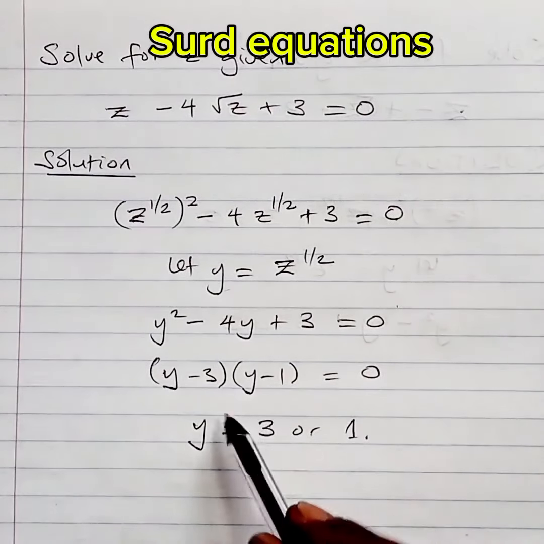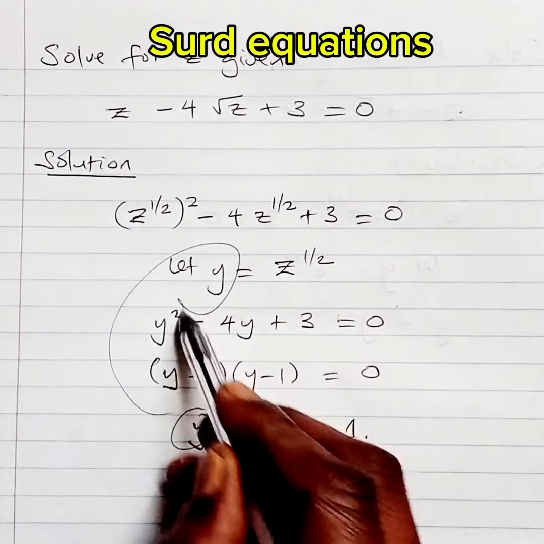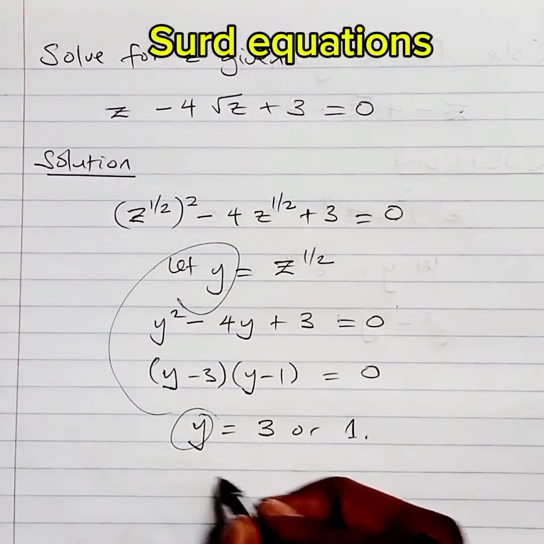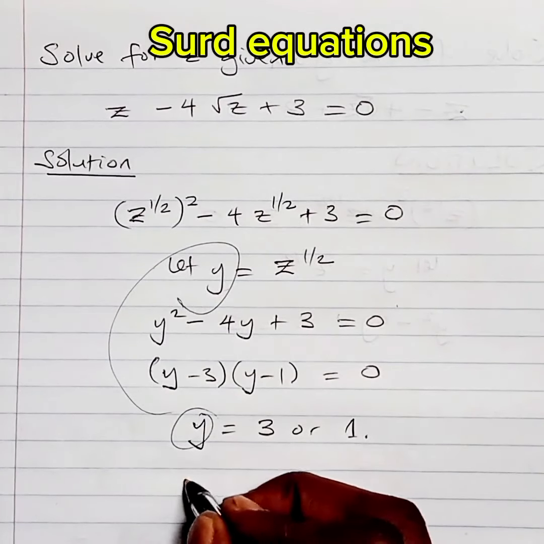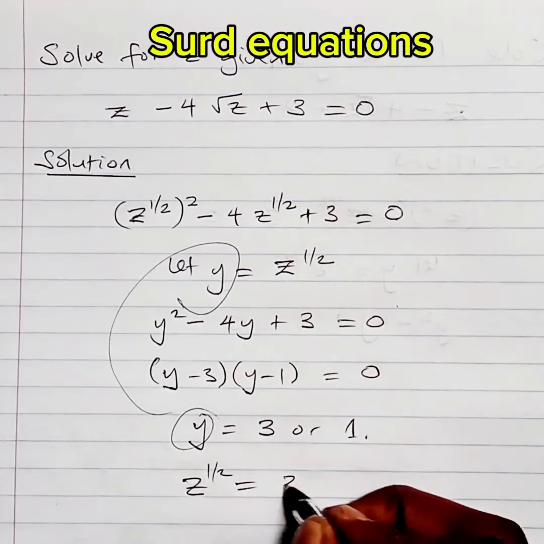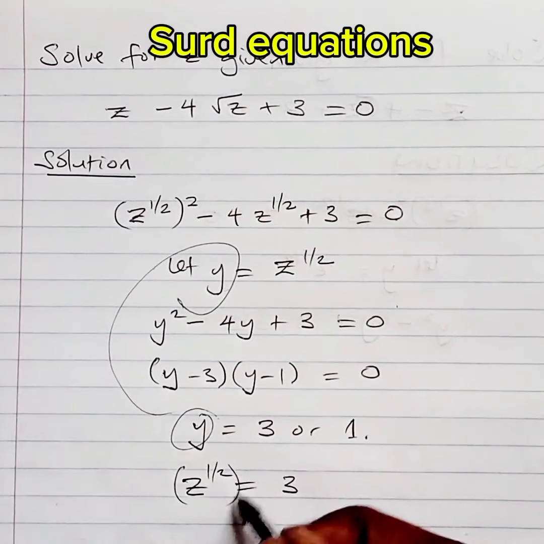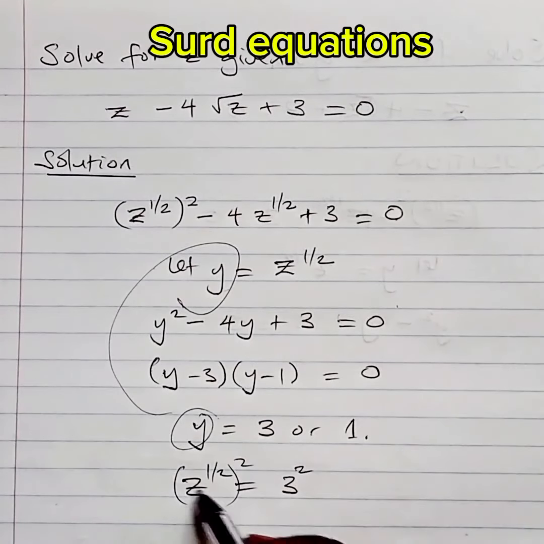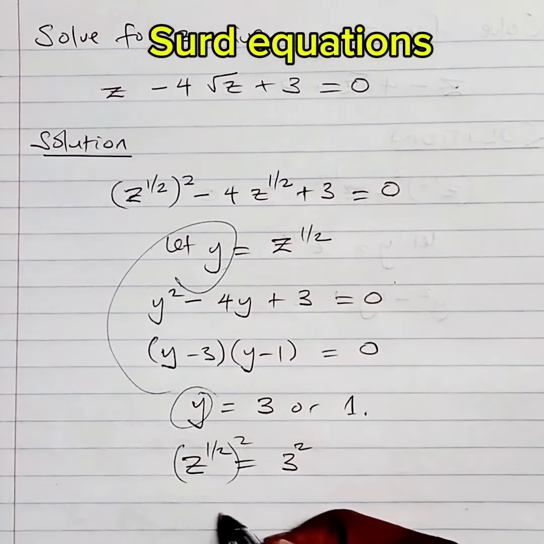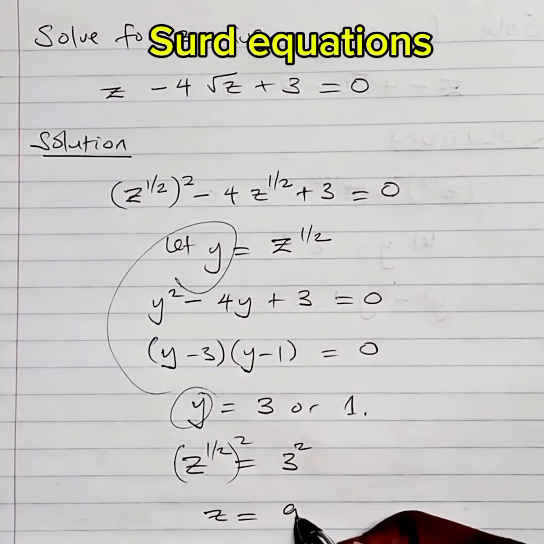Right, now we are going to take this y back there because we asked you to find z, not y. So we are going to say, okay, z to the half is equal to 3. Then we square both sides because we just need to get rid of this power of half. So we're going to say z is equal to 9.